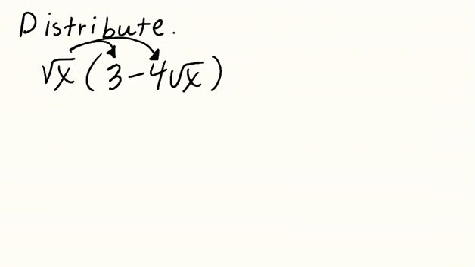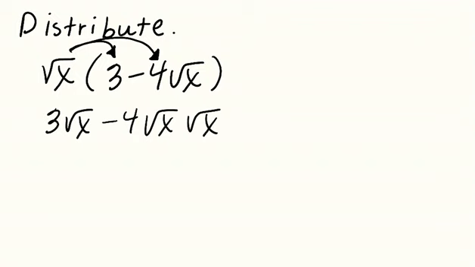So this is 3 square roots of x minus 4 times the square root of x times the square root of x. Now we know that the square root of x times the square root of x is just going to be x. So that's 3 root x minus 4 times regular x.